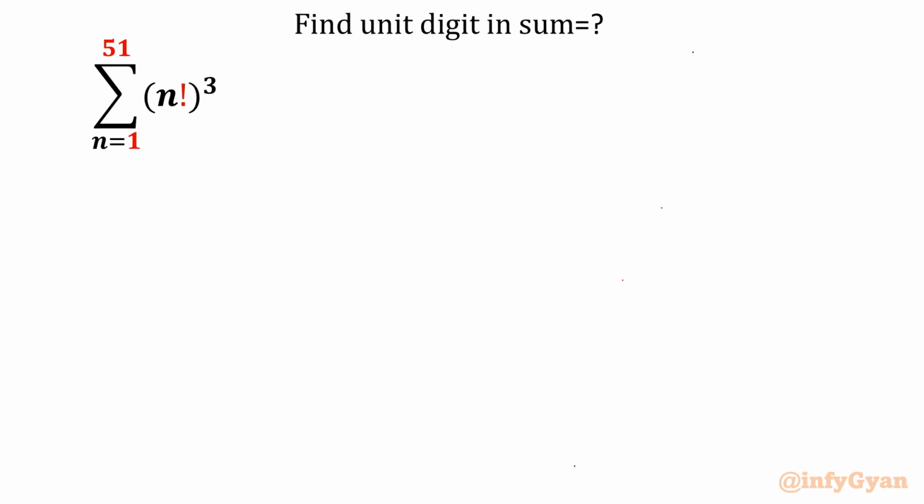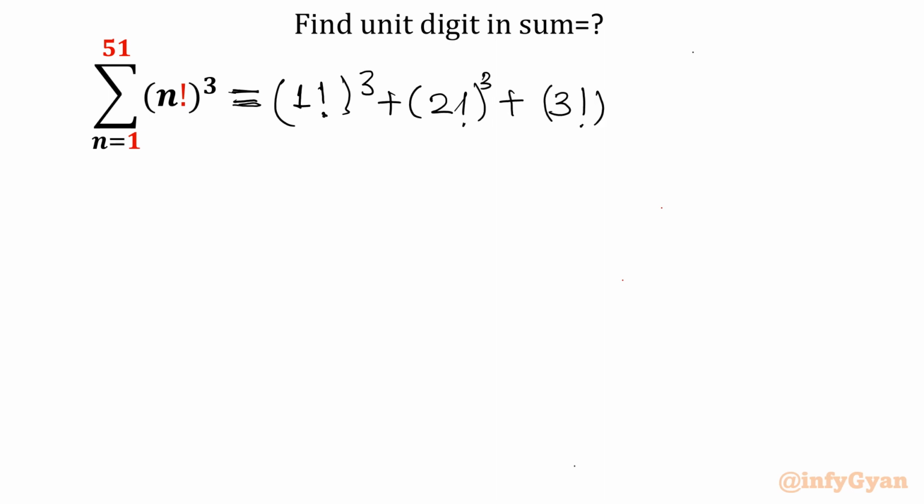So how will we solve this problem? We will first expand this sigma. If I expand this sigma, I will get (1 factorial) whole cube plus (2 factorial) whole cube plus (3 factorial) whole cube, and then we'll write the last term, which is (51 factorial) whole cube.